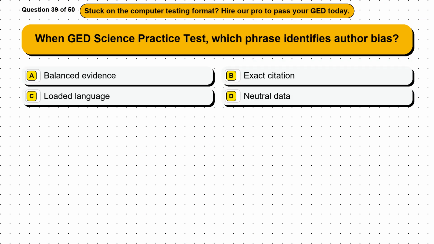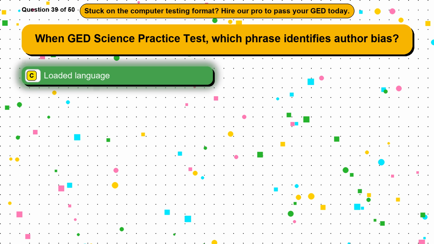Question 39. When GED Science Practice Test, which phrase identifies author bias? Option A, balanced evidence. Option B, exact citation. Option C, loaded language. Option D, neutral data. The correct answer is option C.